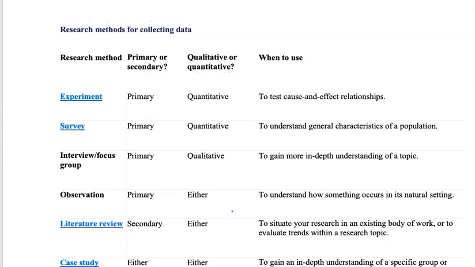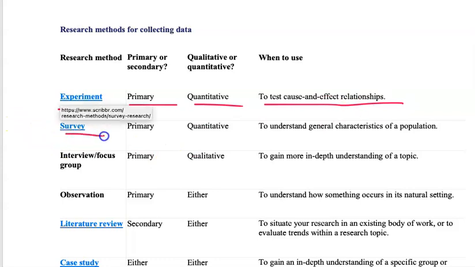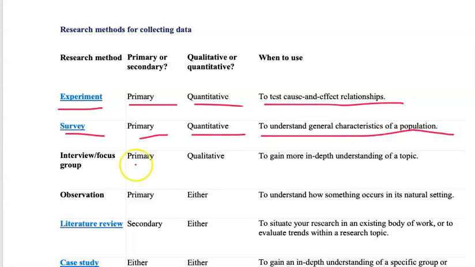Again, there are different research methods for collecting and analyzing data. The research method for collecting data includes experiments. This is a primary source, and this can be quantitative. To test cause and effect relationships, we collect data through experiments. Surveys are a very popular method of data collection. It is a primary, quantitative method, and this is used to understand general characteristics of a population.